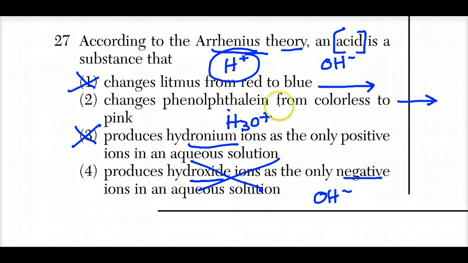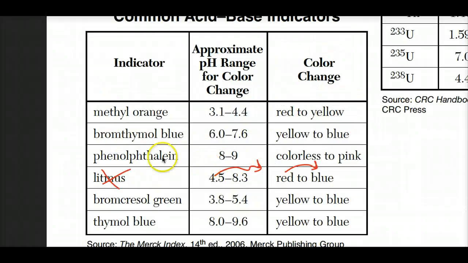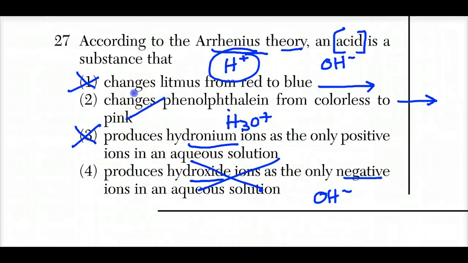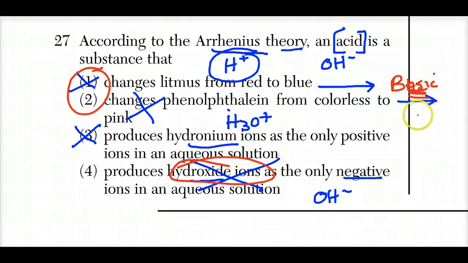2 changes phenolphthalein from colorless to pink. Well, if phenolphthalein goes from colorless to pink, that means our pH is also rising, more basic, so that doesn't make any sense. I'm talking about an acid. So we're going to cross out 2. So we look like we're left with no real good answers. It really can't be a hydroxide ion here. That is definitely a base. It can't be 1 and 2 because the indicators are showing that a base is being added, or it's a basic solution. So the best answer is 3.